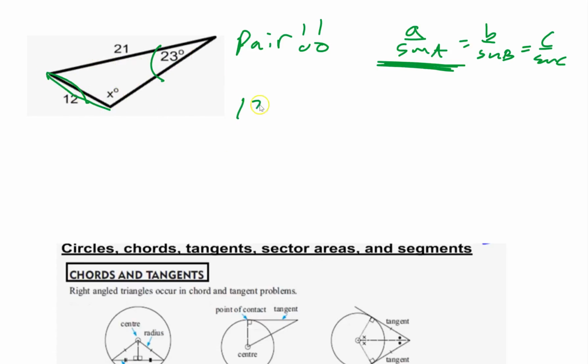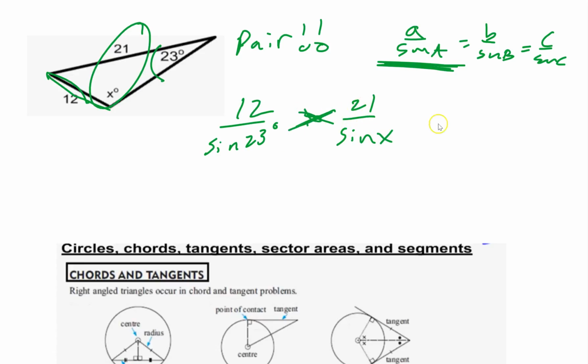It's the side 12 over sine of 23. Biggest mistake, people just put 23 down there. It irritates me. You can't tell. Over here, this pair, the side's up top, so 21 over sine of x. Same idea, I'm going to solve for sine of x, so I'm going to do a little cross multiplication here. 12 sine of x equals 21 times sine of 23. Divide by 12.